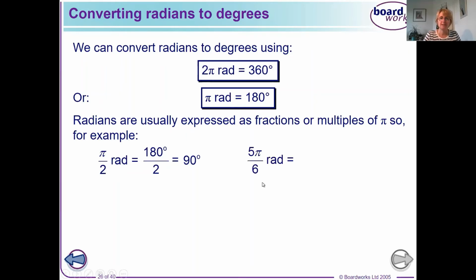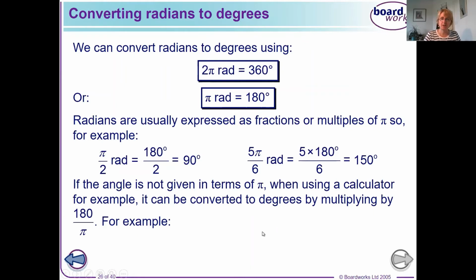So therefore, if I wanted to do a less familiar fraction like 5 pi over 6 radians, what I've done is multiplied that by 5 and divided by 6. So I need to multiply 180 by 5 and divide by 6, and that gives us 150 degrees.